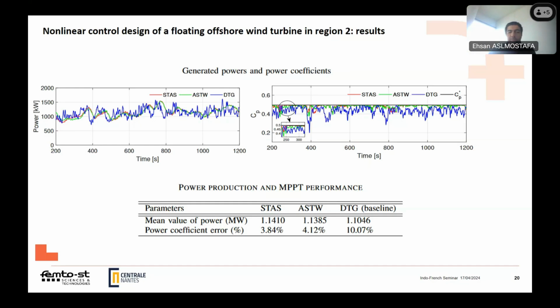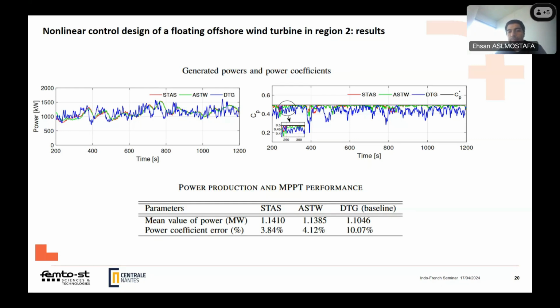In this table, you can see the self-tune controller error is 3.84%, and for ASTW it's 4.12%. It shows that the self-tune controller has better performance in achieving the control objectives. Also, the self-tune has better performance in achieving the mean value of the power in comparison to the ASTW and baseline controller.